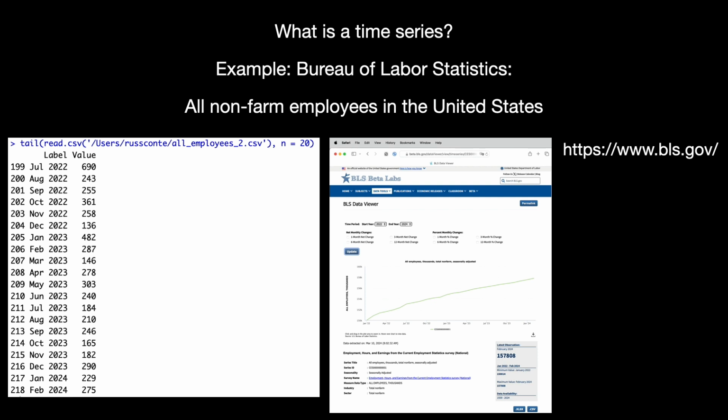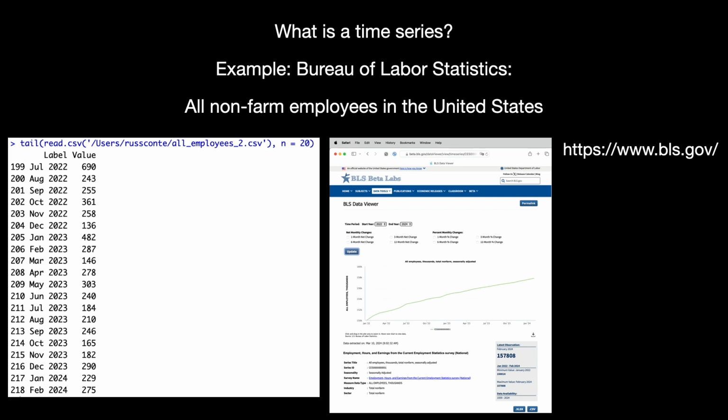So if you look at the left, you'll see an example of what this looks like. You can see each month, such as July 2022, and the number, which is 690. The next one is August of 2022, and the number is 243. This is the month to month change in the number of all non-farm employees. You can also do total number of employees as well, but this is the number that a lot of people get very interested in, and you'll see some of that in just a moment.